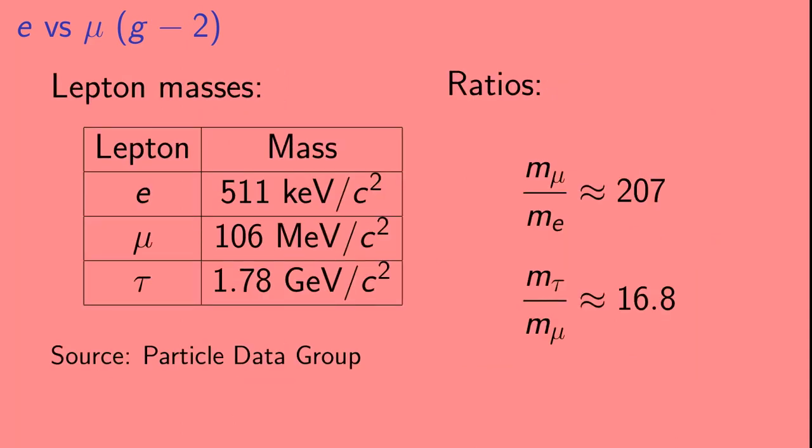Okay, so to understand why that's important, let's take a look at the values of the lepton masses. The electron has a mass of 511 keV over c squared. The muon has a mass of 106 MeV over c squared. And the tau has a mass of 1.78 GeV over c squared. And this means that the muon has a mass approximately 207 times that of the electron. And the tau has a mass approximately 16.8 times that of the muon.